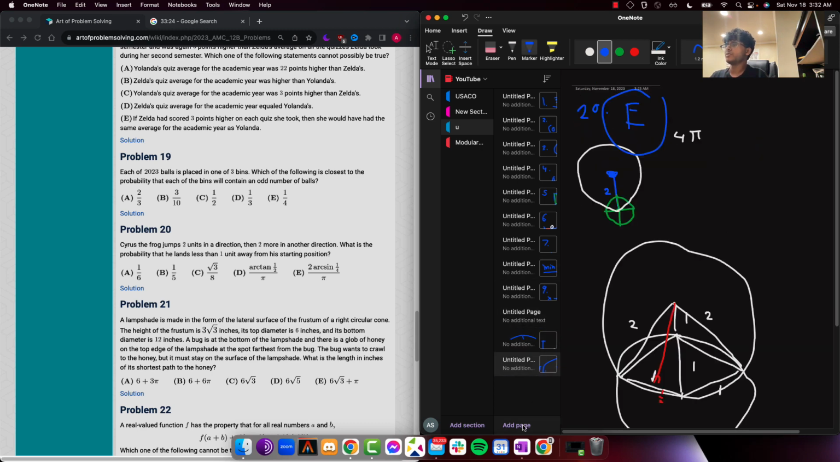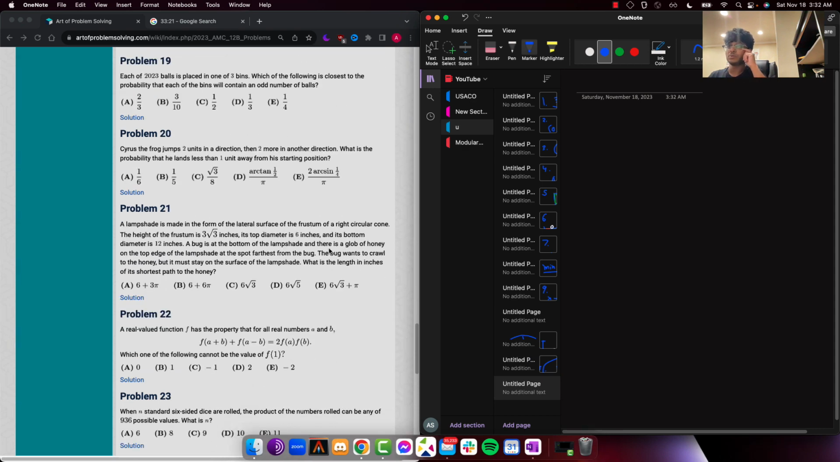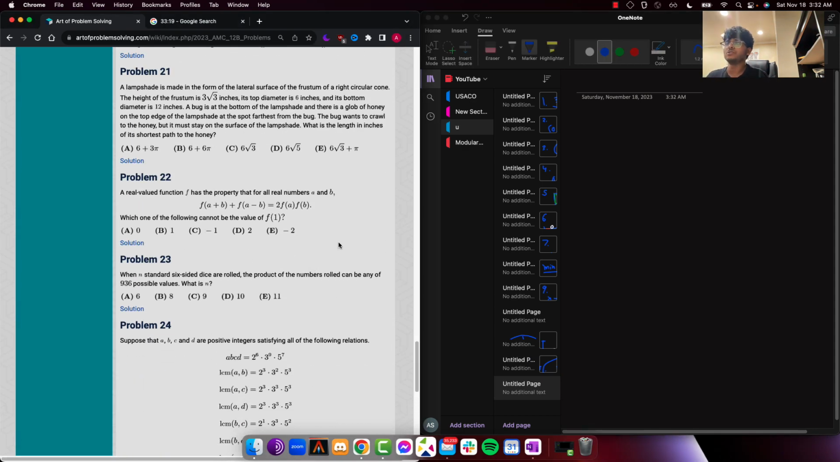So far we have 11 done. We have to go back, but let's see if any of these other ones are easy to do. A real valued function f has the property that this. Okay, that's weird. When n standard 6-sided dice are rolled, the product of the numbers rolled can be any of 936 possible. Okay, this is an interesting one. 936.